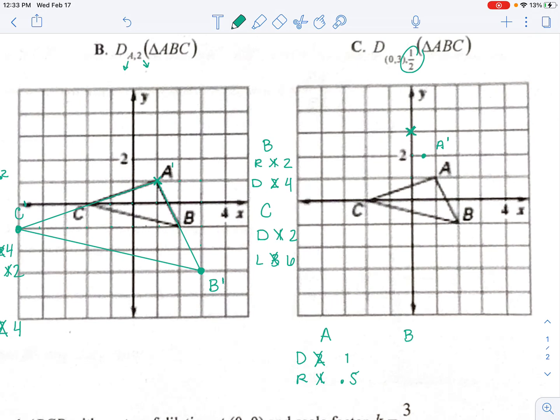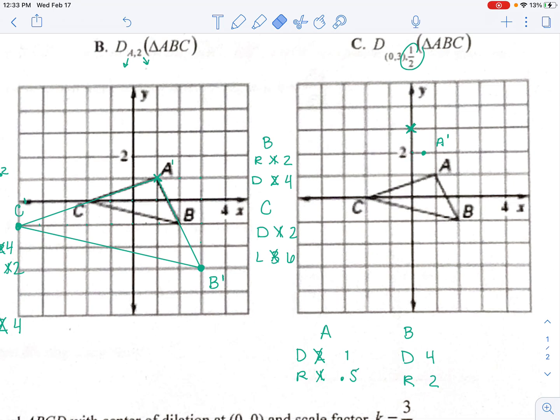Up next is B. So to get from my center, I go down 1, 2, 3, 4. I go down 4 and I go to the right 2. So we're going to take those values and multiply them by 1/2. So 4 times 1/2 is 2. 2 times 1/2 is 1. So we're going to go down 2, to the right 1. And that will be the new B prime.